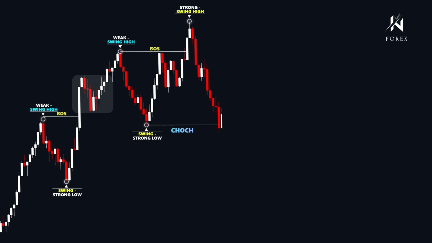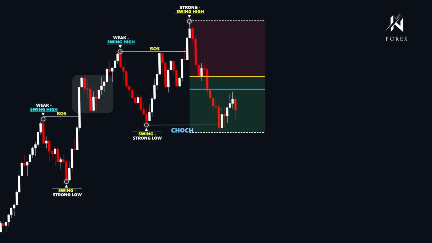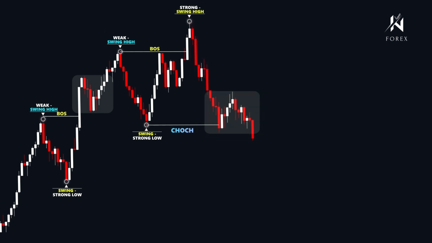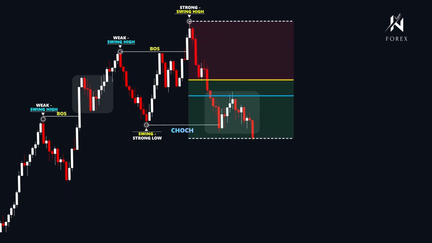Let's keep tracking. Price pulls back slightly. Draw your Fibonacci from the new strong high to the low of the pullback. This time though, price doesn't touch the 38.2% level. So, again, it's not a valid pullback. It's just noise or minor continuation. Now, after some time, price moves lower. We draw Fibonacci from the strong high to the new low.